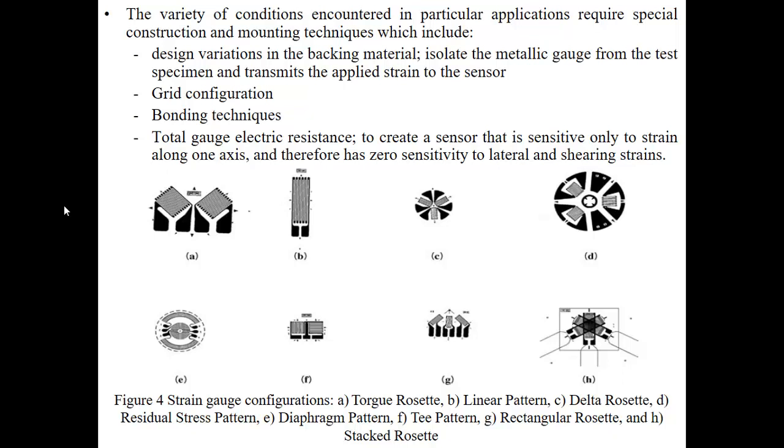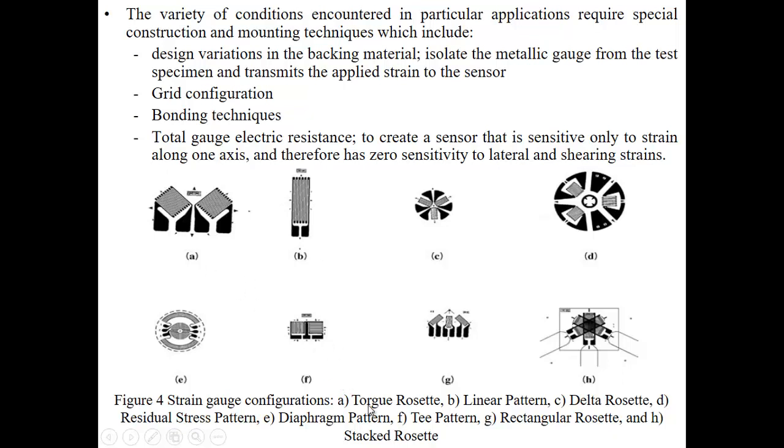The first one is the design variation in the backing material, which insulates the metallic gauge from the test specimen and transmits the applied strain to the sensor. The second one is the grid configuration, and it is very important. As you can see from Figure 4, we have different types of strain gauge configuration. Different configurations come with different names.